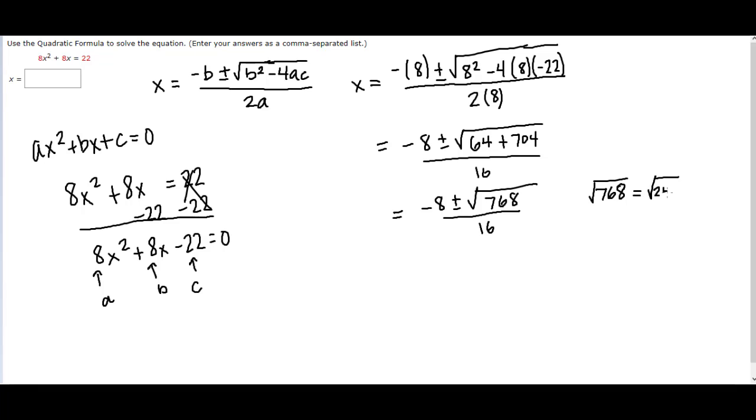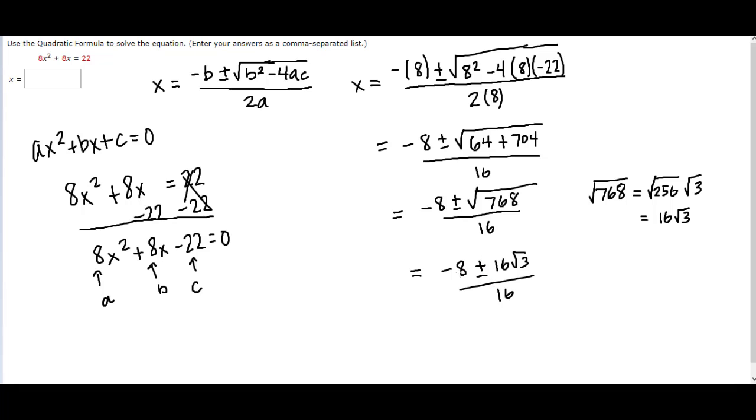I have found out that 768 is the same as 256 times 3, and the square root of 256 is 16, so we get 16 square root of 3. So if you're going to continue working with this, again, you can stop at this point if you like and enter that. But we would write 16 square root of 3 over 16.